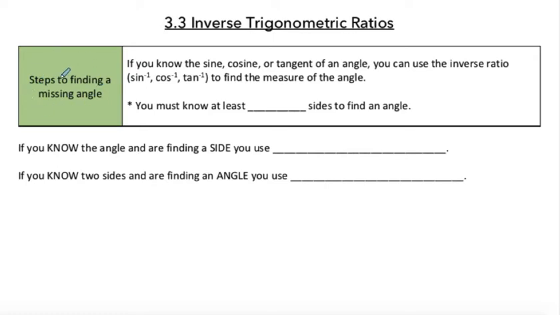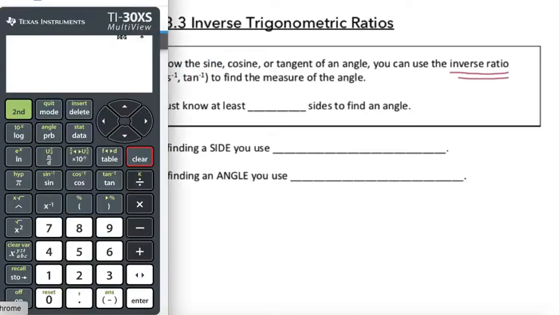So here are the steps that we're going to use to find the missing angle. If you know the sine, cosine, or tangent of an angle, you can use an inverse ratio, and that's what we have this -1 here. So if you look at our calculator, do you see we have sine that we've been using, and then above it, that -1 means sine inverse, cosine inverse, tangent inverse.